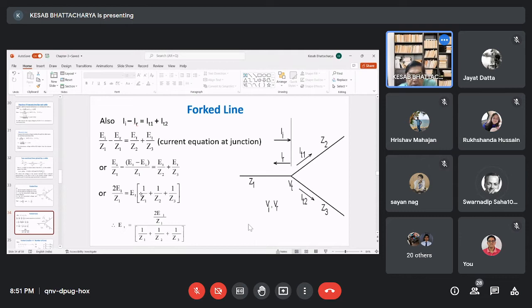Yes, sir. Okay. Therefore, after simplification, we can write ET is equal to 2EI by Z1 divided by 1 by Z1 plus 1 by Z2 plus 1 by Z3. This is the expression.